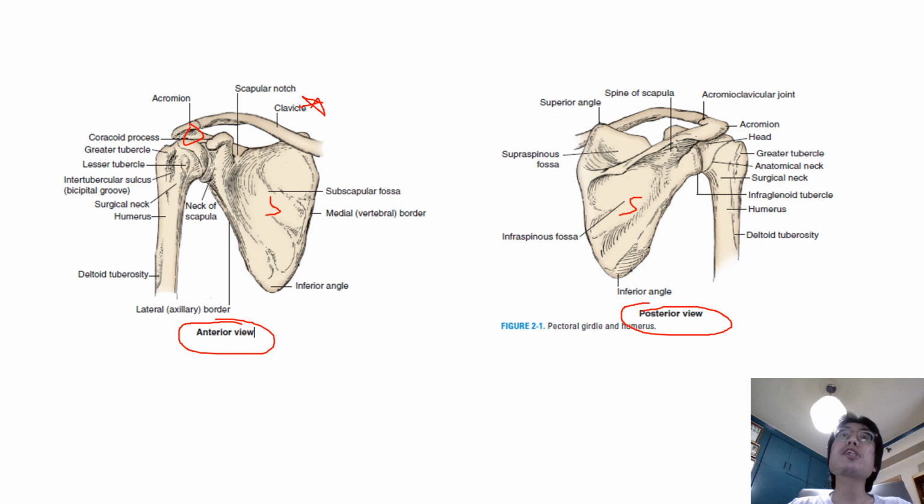The clavicle is the first bone to begin ossification during fetal development, but it is the last one to complete ossification at approximately 21 years of age. It is also the only long bone to be ossified intramembranously, the clavicle.